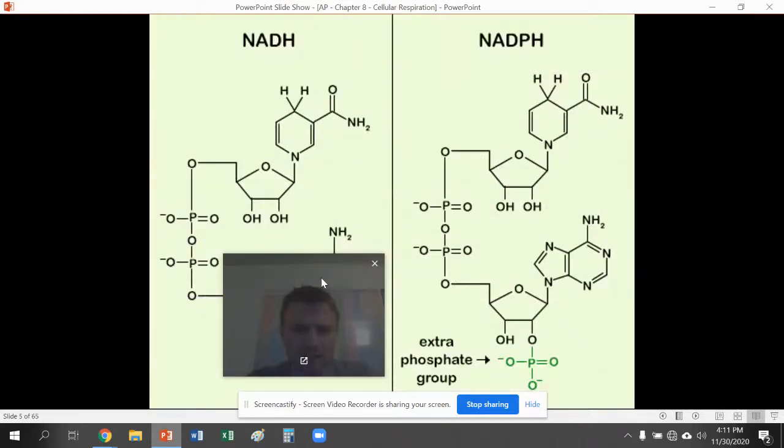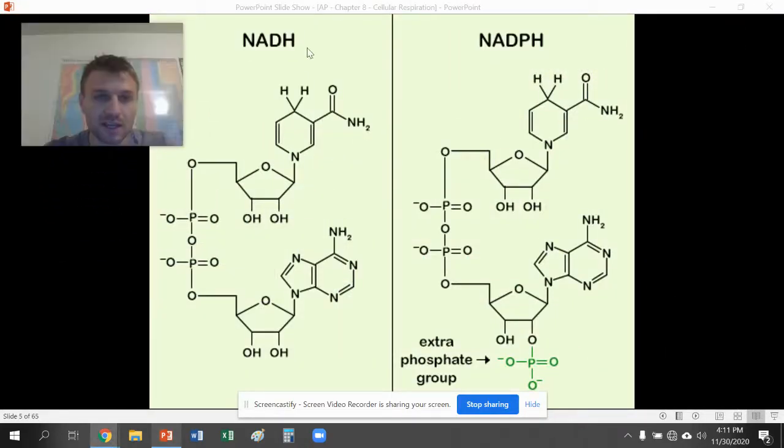And just interestingly enough, if you want to look at the comparison between NADH and NADPH, the only difference is you add a phosphate group here. So we have some similar structures that are found in plants. And that shows evolutionary history, that these processes evolved very early on. We just see an extra phosphate group there in NADPH.